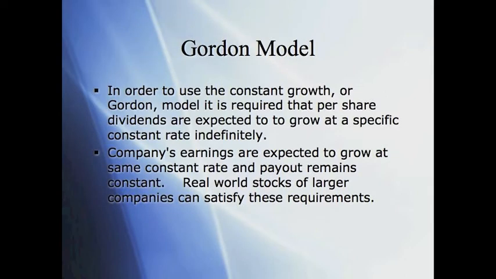In order to use the constant growth, or Gordon model, it is required that the per-share dividends are expected to grow at a specific constant rate indefinitely. This is the case with Peachtree because G, the growth rate, 6%, is going to be the same indefinitely. Companies' earnings are expected to grow at the same constant rate and payout remains constant. Real-world stocks of larger companies can satisfy these requirements necessary for using the Gordon model, constant growth rate.